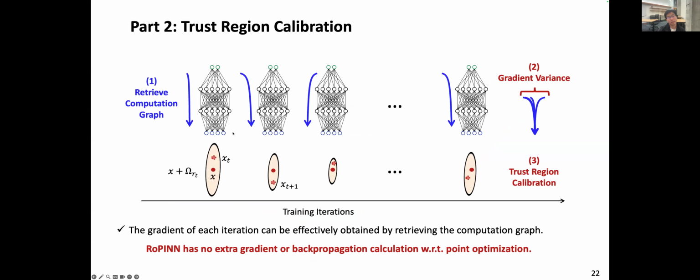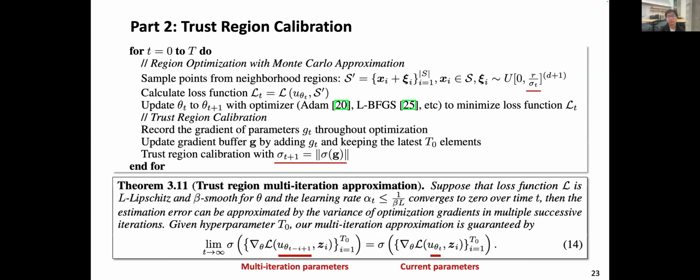I mean, for each iteration, you have to conduct a one-time backpropagation for the gradients because you need to do the model update. But we do not need to do an extra backpropagation to obtain these gradients. We just do the retrieval. We can retrieve the computation graph and store the gradients from the past several steps, then calculate the gradient variance and further adjust the region size. So this design will not bring extra gradient computation. Therefore, it is comparable to the original point optimization in efficiency. And we also prove that the multi-iteration approximation can give an accurate estimation of the trust region.